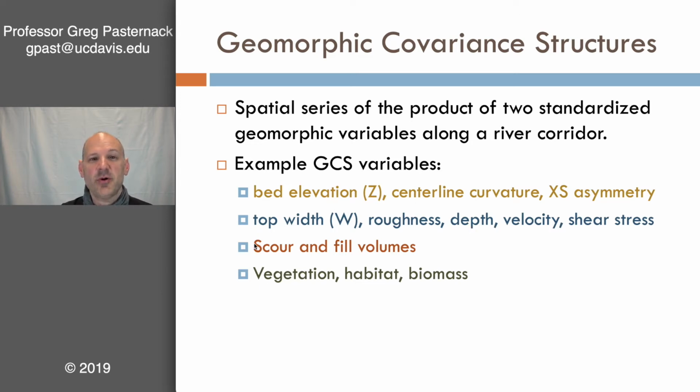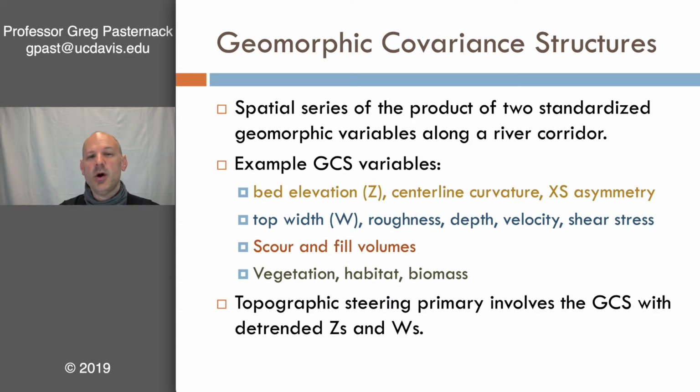You may also have topographic change detection analysis, where you have scour and fill volumes, and you could look at how those vary, as we published in a paper in 2014. Or you could look at other things like vegetation, habitat, biomass, stream wood, whatever you want, and sociological things. However, what I want to emphasize, and it's going to be important in this presentation, is that there's a particular process called topographic steering that primarily involves the geomorphic covariance structure with detrended bed elevation and width. And so I'm going to be focusing a lot on that.